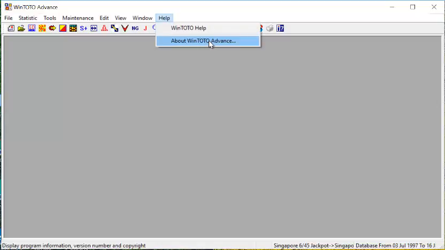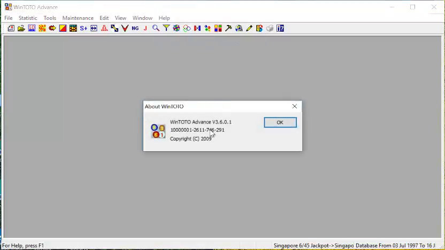Now, if you have WinToto Advanced with you, do remember to click on Help, check about WinToto Advanced, and please take a look at what version you are in right now. Why am I sharing this with you? Because if you happen to see that your WinToto Advanced is not version 3.6.0.1, very likely you're using an old version and not the latest version. I strongly urge each and every one of you, please take note.